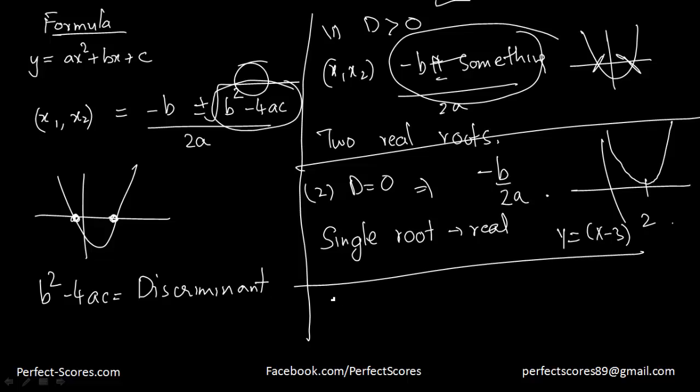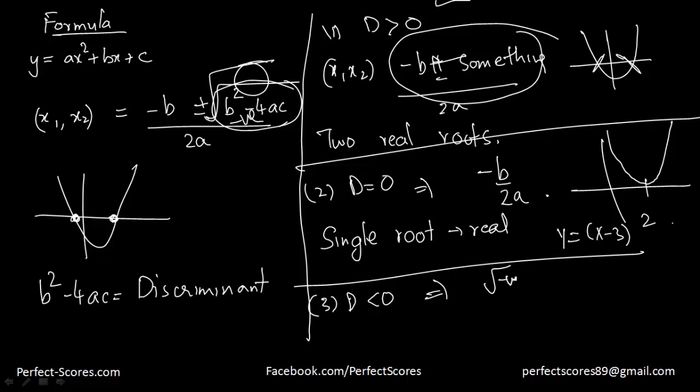Another thing, the next case, is when d is less than 0. When d is less than 0, what happens is that this value becomes the square root of a negative number. So what is the square root of a negative number?